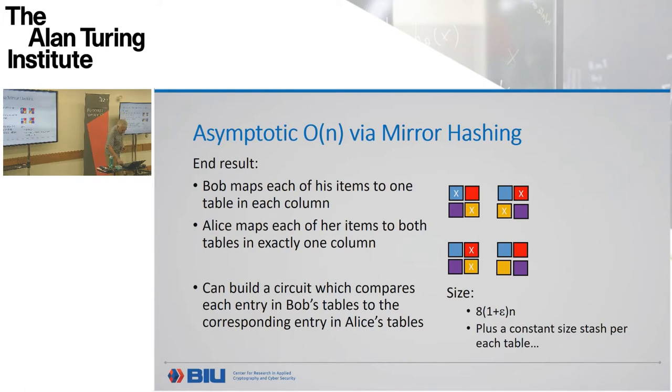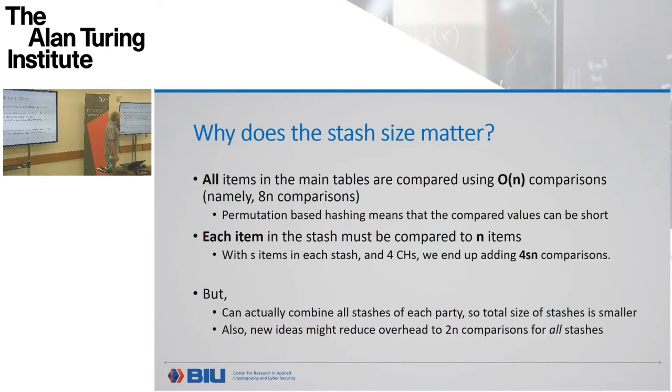So it seems okay. This is where constants start to play. We have a constant size of stash per table. For all items in the main tables, we have 8 tables, each one of them requires N comparisons, so we take care of all the tables with just 8N comparisons. Now, each item in the stash must be compared to N items. Each party uses 4 Cuckoo hashing, so it has 4 stashes. Each stash might be of size 2 or 3 or whatever, say of size S. So we have 4 times S times N comparisons for the items in the stash for each party. So for these items in the stash, we pay more than for the main tables.